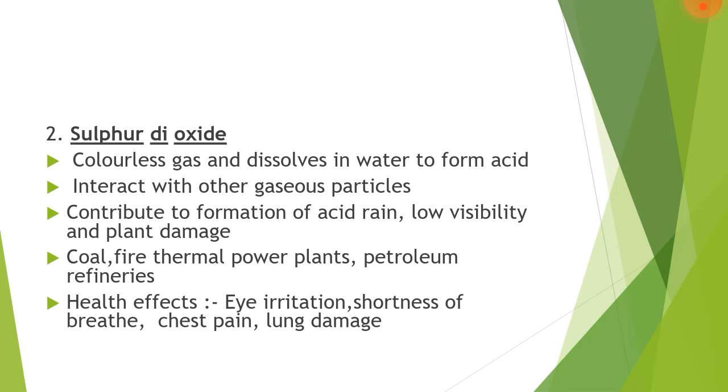The main sources of sulfur dioxide are coal fired thermal power plants. 57% in India are thermal power plants. Then petroleum refineries. India is the largest importer and exporter of these refineries, and also the manufacturing of sulfuric acid. The health effects due to this are eye irritation, shortness of breath, chest tightness or pain, lung damage.